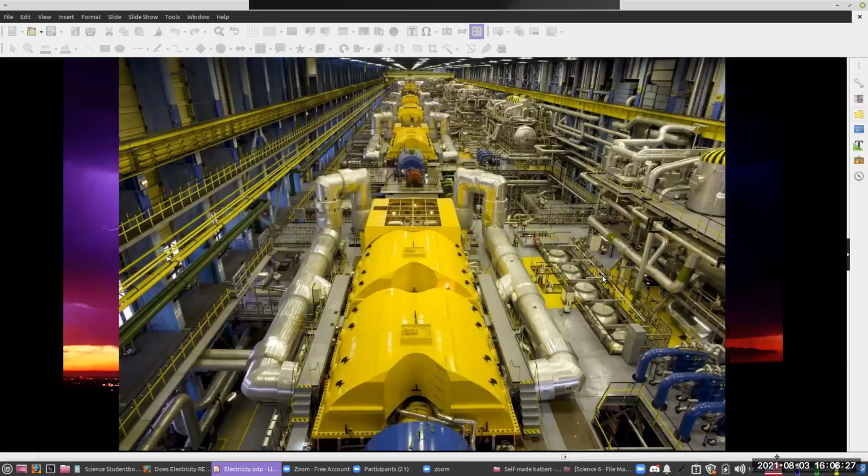Here you see a nuclear plant where you see many turbines. You see in yellow are the turbines, and in blue are the generators where we produce electricity. What do you think about this picture?